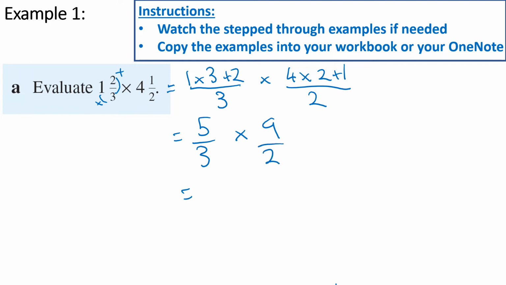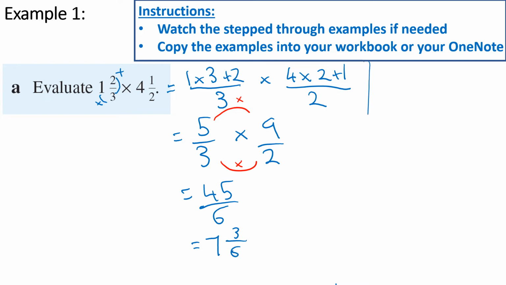Now at this point we go back to normal. Remember, we are saying top times top, bottom times bottom. 5 9s are 45. 2 times 3 is 6. Now, with all these, you will have to simplify at least once. So 45 divided by 6, we get 7 with 3 left over.